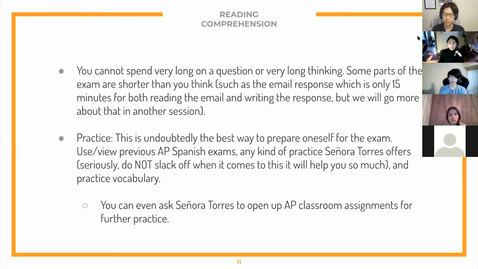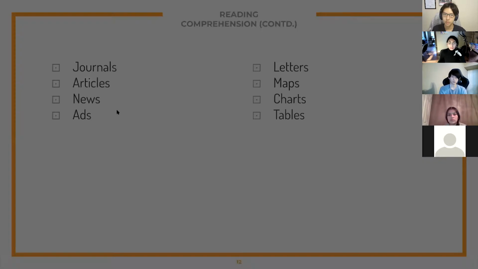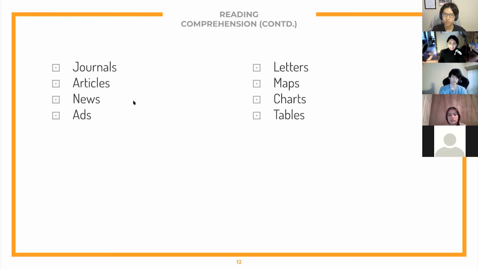Even for other parts like the email response, you only get 15 minutes to read it and even write the response. But we'll go more over that in a different section. Also practice. It doesn't just apply to this section, but to every other one. Practicing is just the best way to prepare for the exam. Use previous AP exams or ask Senora Torres for more practice, which she generally does give a lot of, if I recall. You can even ask her for more AP classroom assignments if you need.